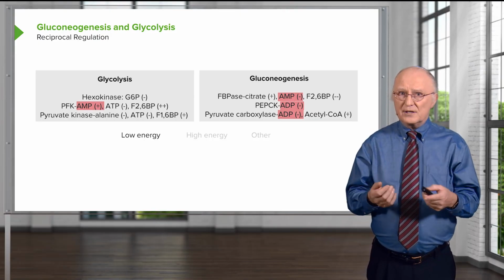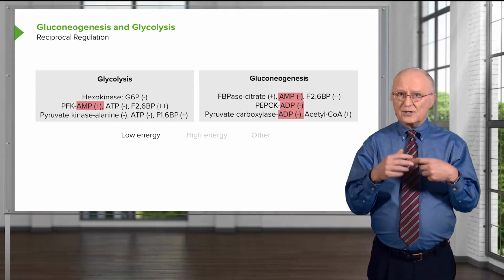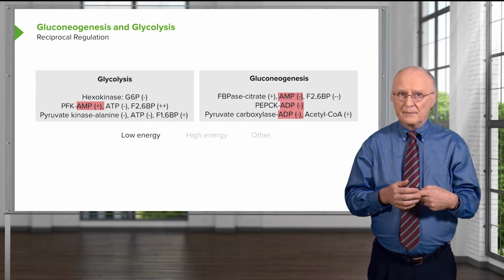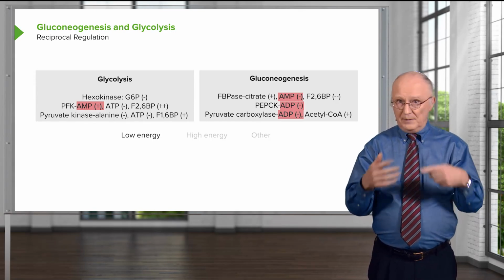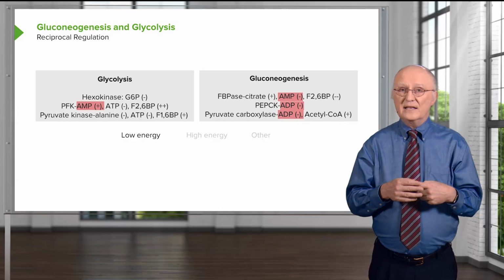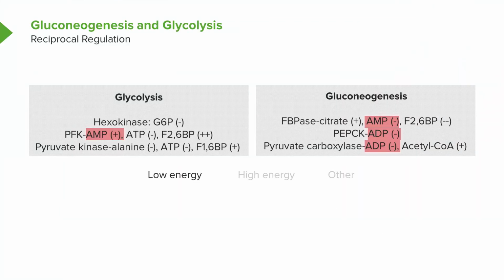glucose. Notice that FBPase gets turned off by AMP. Notice that PEPCK gets turned off by ADP. That's a lower energy indicator than ATP. And notice that pyruvate carboxylase is turned off by ADP. So low energy things are turning off gluconeogenesis things and turning on glycolysis.